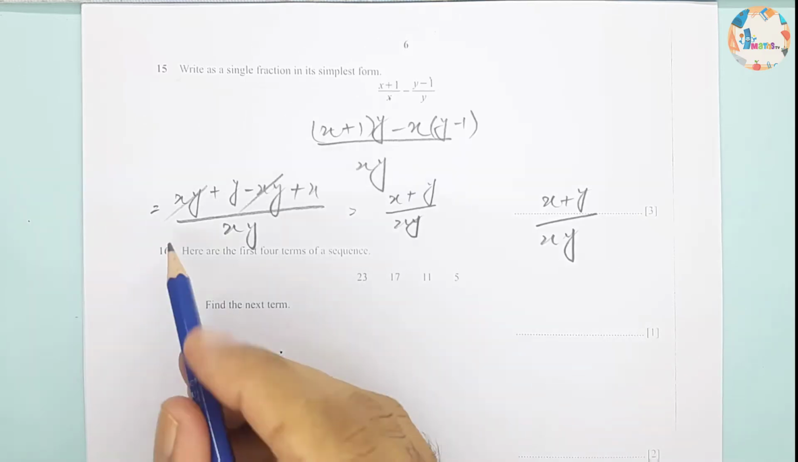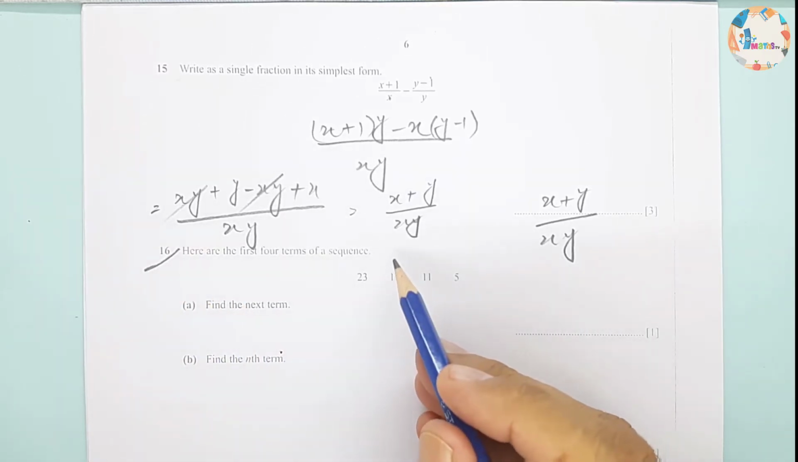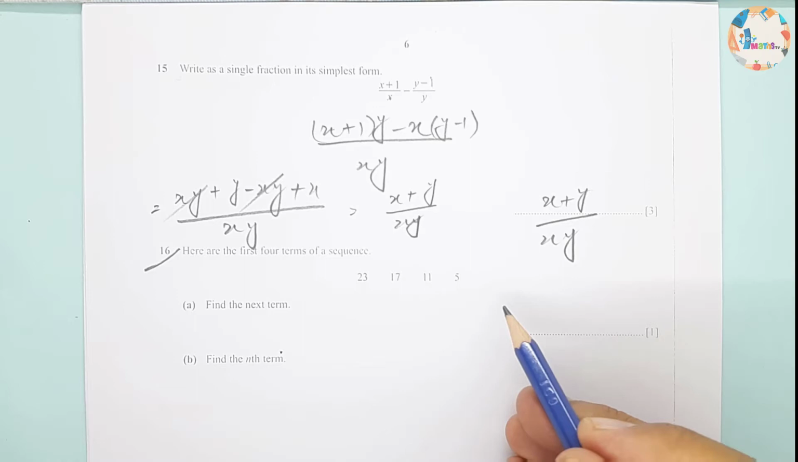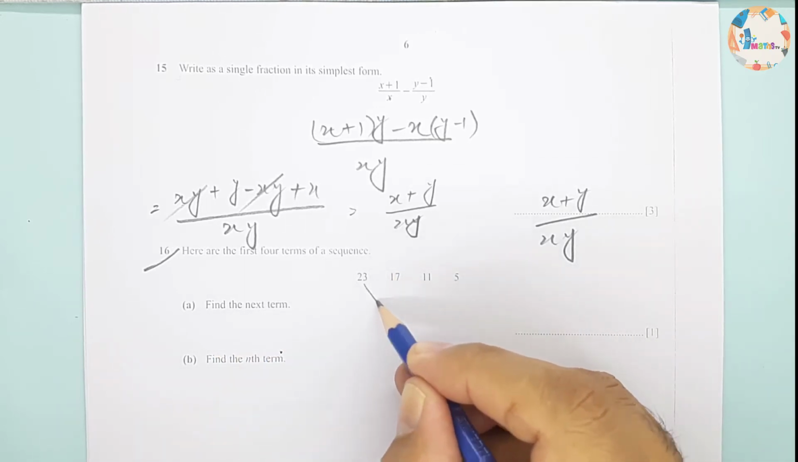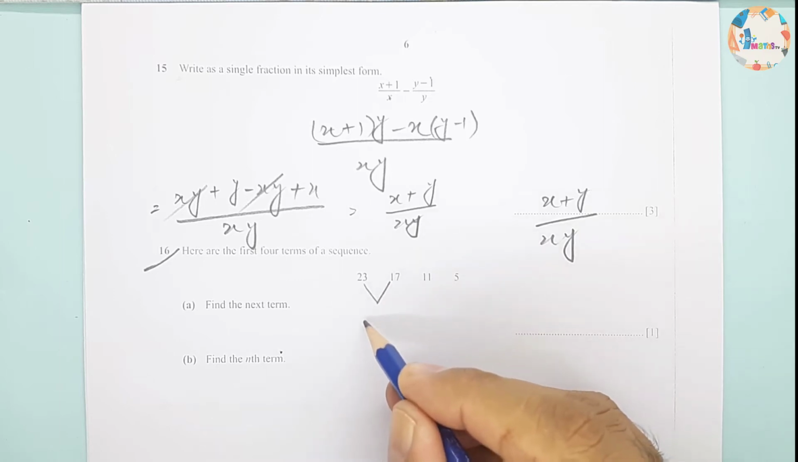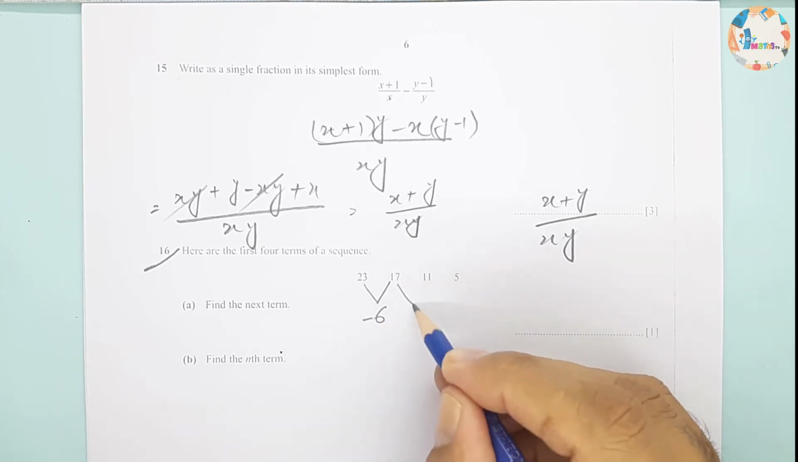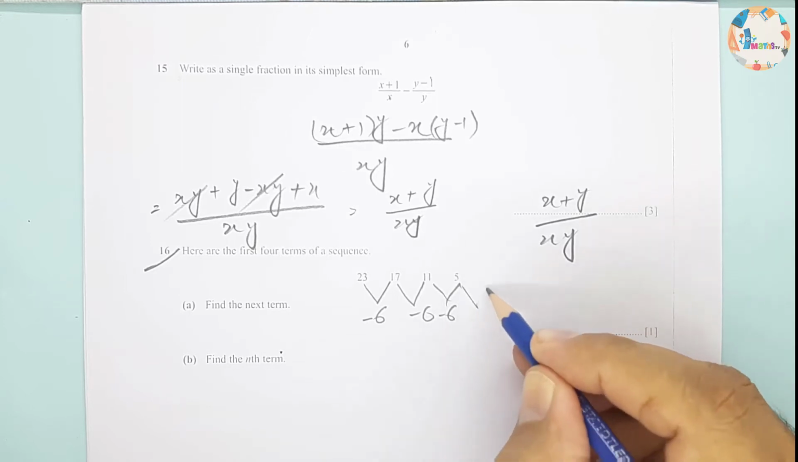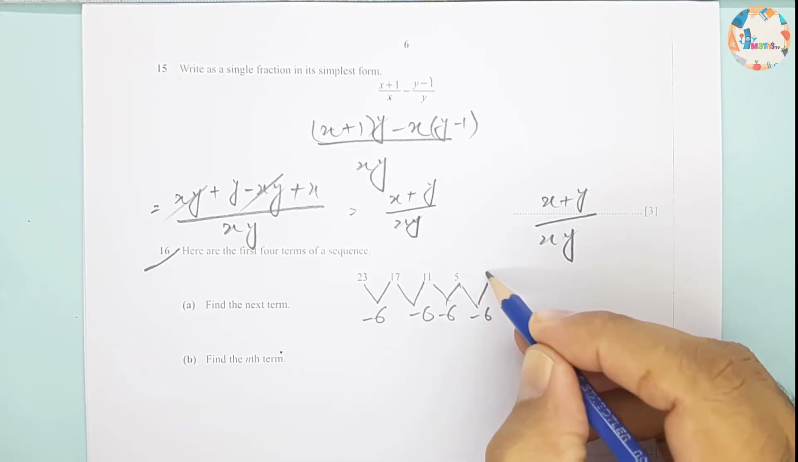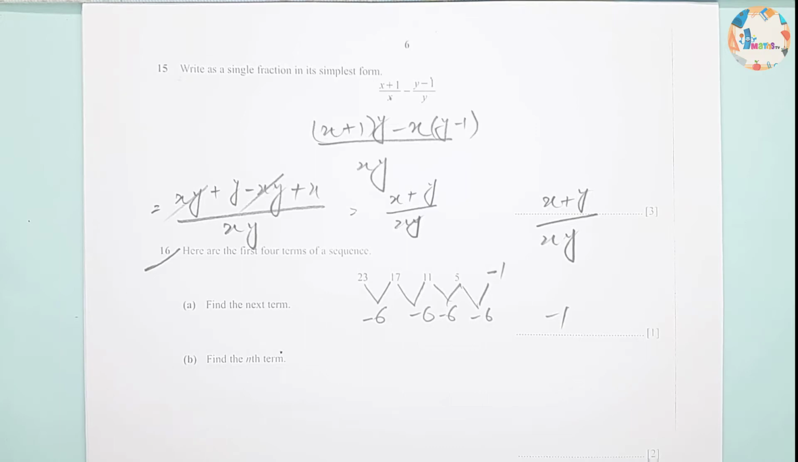Here is question number 16. Here are the first 4 terms of the sequence. First 4 terms are given. Find the next term. So if we check the difference, 23 minus 17 will be minus 6, and minus 6. Basically this is the difference. So further minus 6 will be minus 1. So the next term will be minus 1.